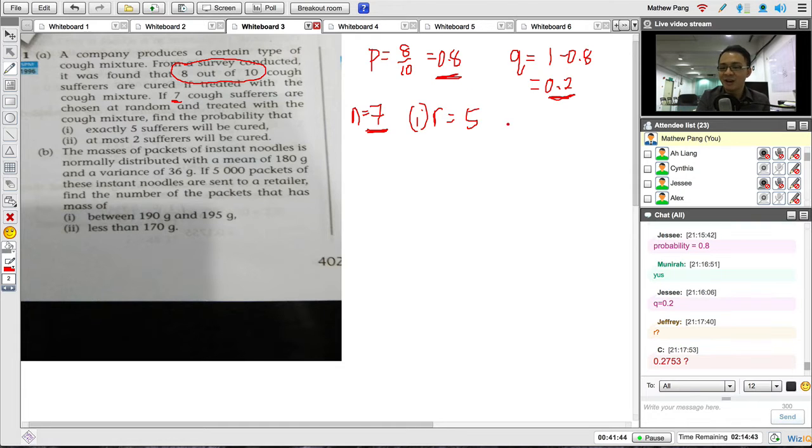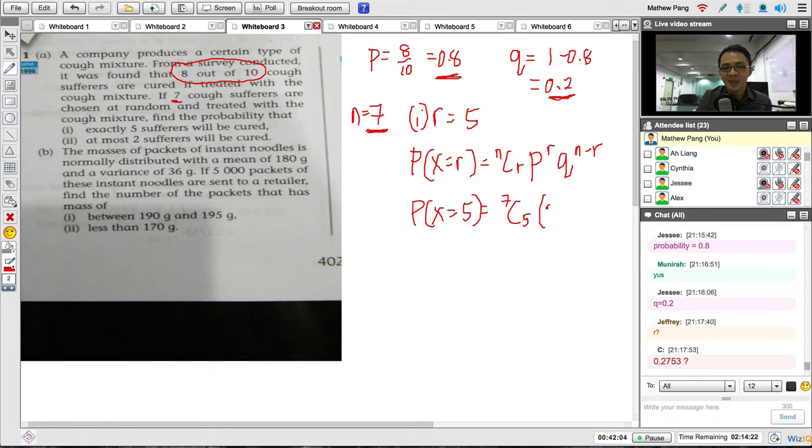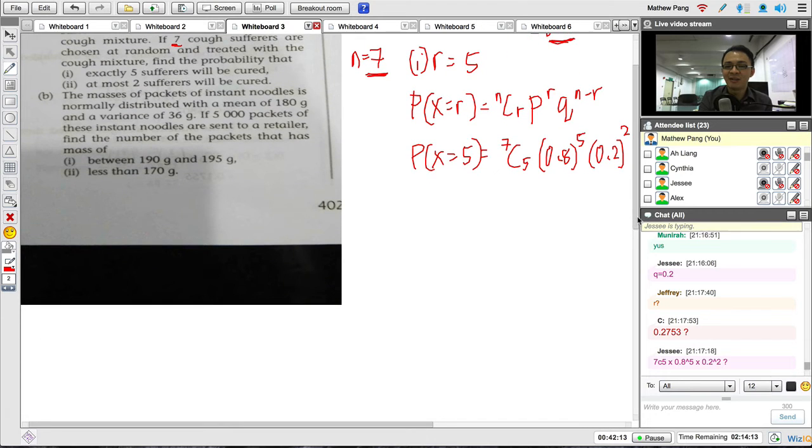Alright, but you cannot just write R equals 5. So we need to do the whole thing. This is X equals R. And then we know the formula is nCr, p to the power r, q to the power n minus r, isn't it? So over here, my R is 5, X equals 5. Then my n is 7, C 5, p is 0.8 to the power of 5, and this one is 0.2 to the power of 2. Alright, then you press the calculator, and I think you can get the probability.